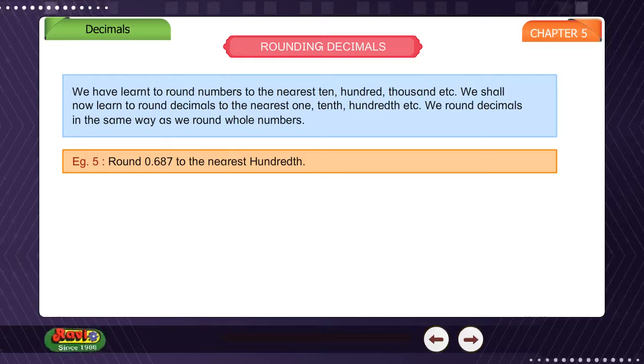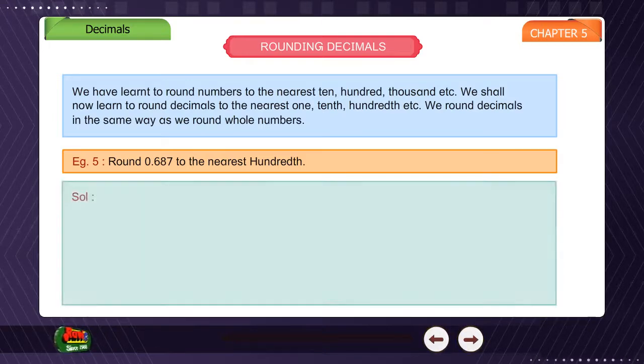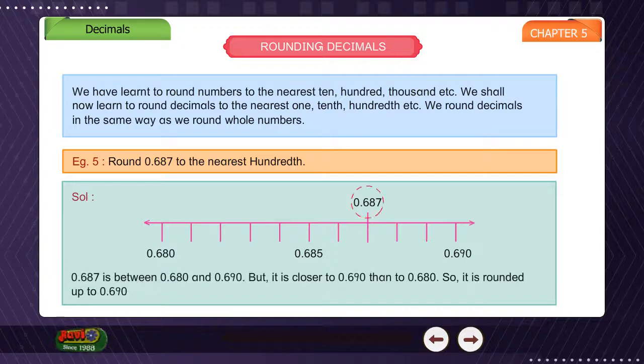Example 5. Round 0.687 to the nearest 100th. Solution. 0.687 is between 0.680 and 0.690, but it is closer to 0.690 than to 0.680. So, it is rounded up to 0.690.